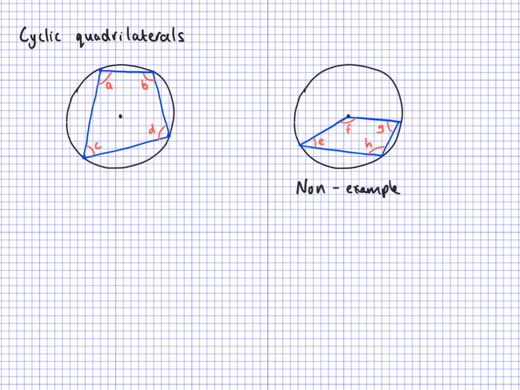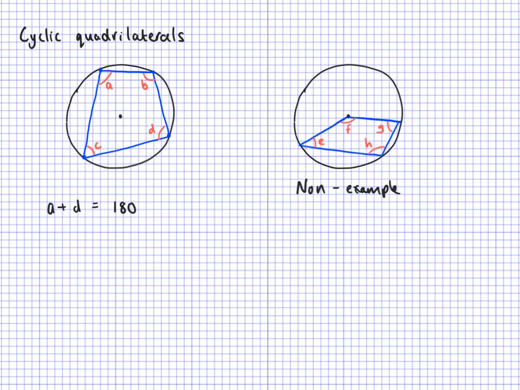Okay, so whatever rules we have about cyclic quadrilaterals will work for this one, it will not work for this one. Now, the rule for cyclic quadrilaterals is this. So when we have opposite angles in a cyclic quadrilateral, so A and D here, so I can say A add D is equal to 180. Okay, this is always going to be true for a cyclic quadrilateral. Opposite angles in a cyclic quadrilateral add to 180.